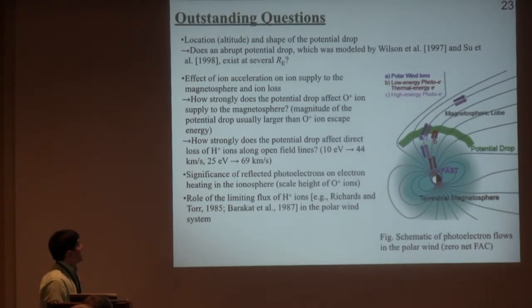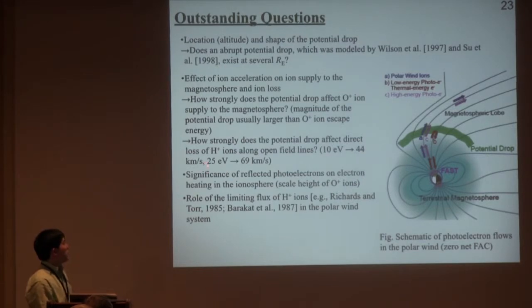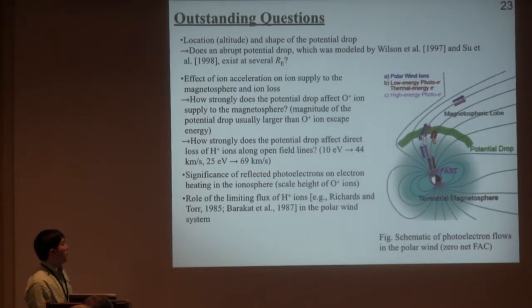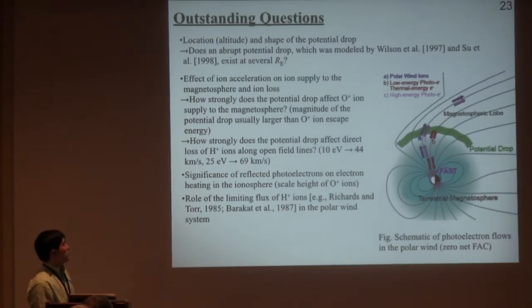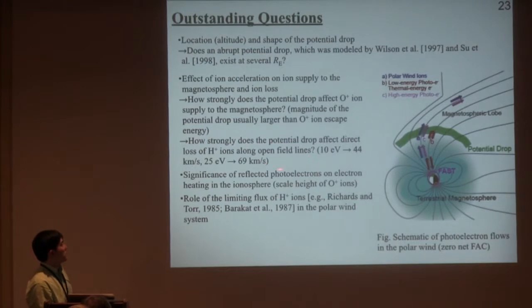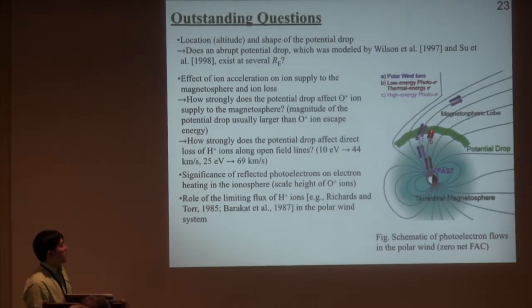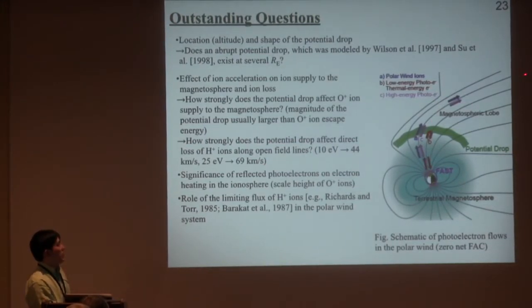For example, a hydrogen ion with energy of 25 electron volts has a velocity of about 70 kilometers per second. So this acceleration would increase the direct loss along the field line down tail.